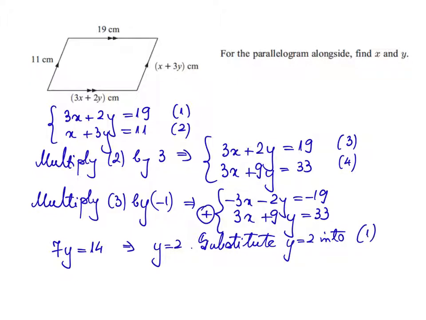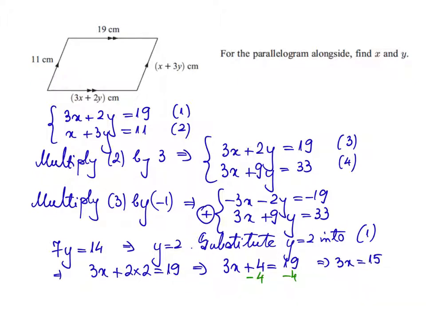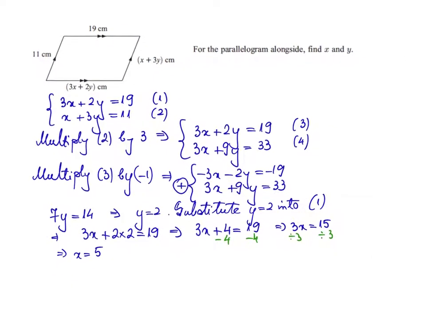Into equation 1, and I get 3x plus 2 times 2 equals 19, because y was 2. So 3x plus 4 equals 19. One equation into one unknown, x. Take away 4 from both sides, so 3x equals 15. Divide by 3. Therefore, x equals 5. So my answers are x equals 5, y equals 2.